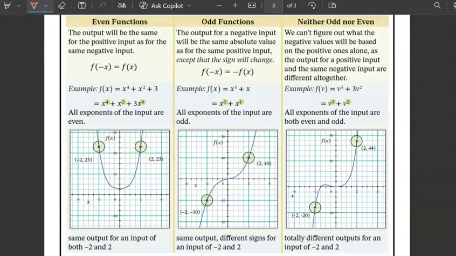For the last page, we have even functions, odd functions, and neither even nor odd. For even functions, the output will be the same for the positive input as the same negative input. Algebraically, you want to show that f of negative x is equal to f of x. If it is an even function, the graph is symmetric with the y-axis.